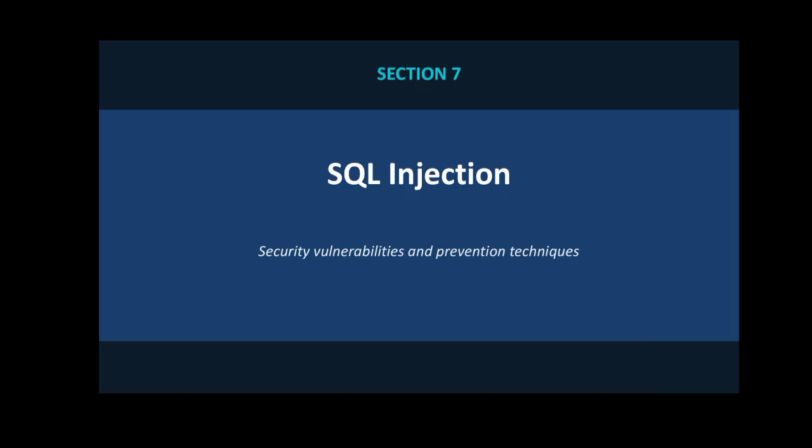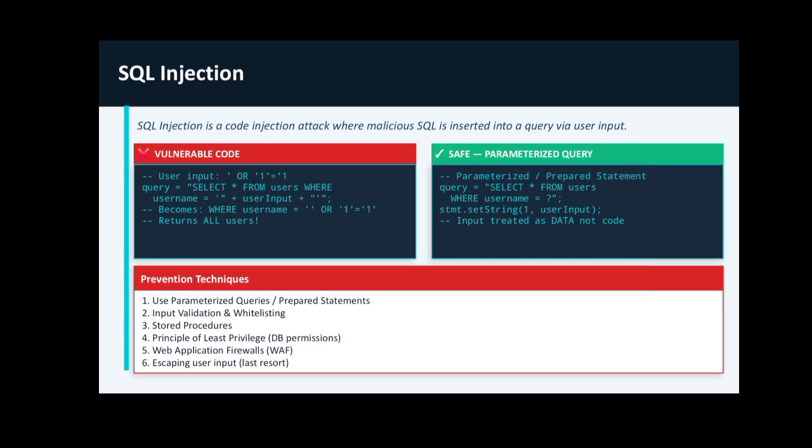This section addresses a critical security topic, SQL injection, which consistently ranks among the top web application vulnerabilities. SQL injection occurs when malicious SQL code is embedded into user input, which is then executed by the database without proper validation. The vulnerable example on the screen shows a query constructed by string concatenation. An attacker inputs 1=1, effectively bypassing authentication entirely. The condition always evaluates true, returning all records.